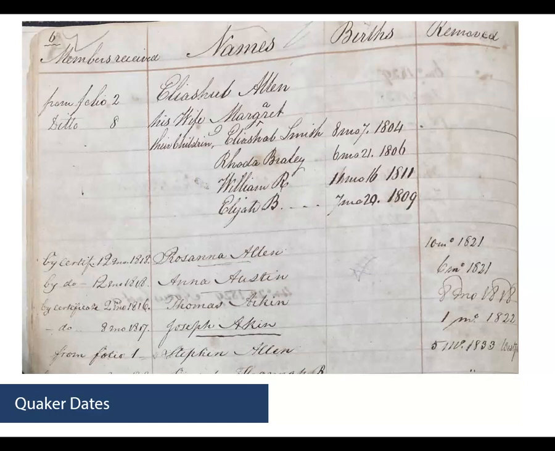However, you'll also see on the left when they came into the meeting and how they were brought in by certificate. Sometimes you'll see something by convincing. And that also will have, at the very least, the month and year that they were brought in, because there's another volume where you could look up the exact date that their certificate was written, and so forth.